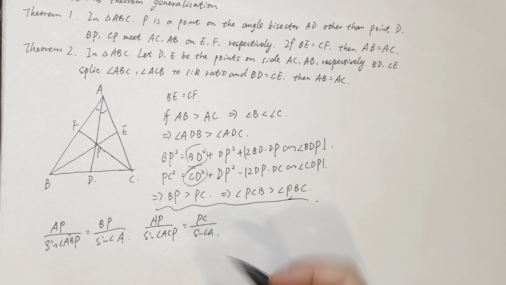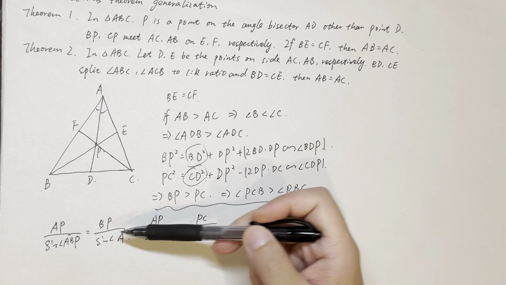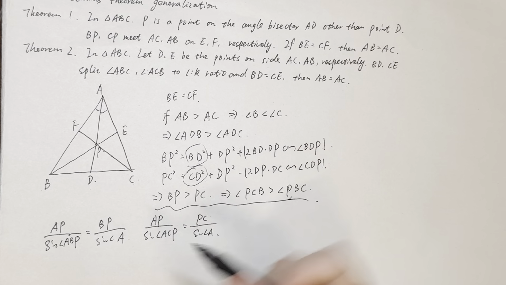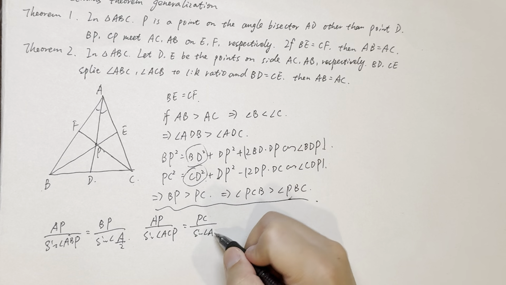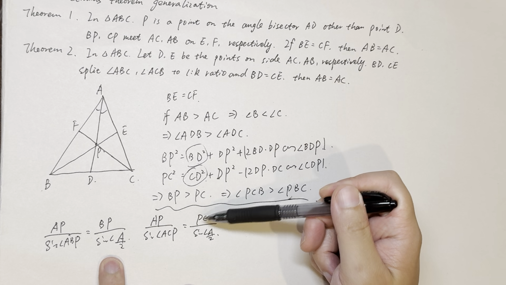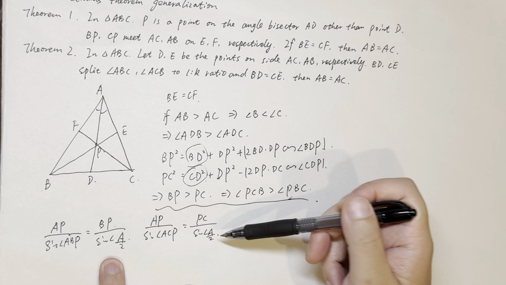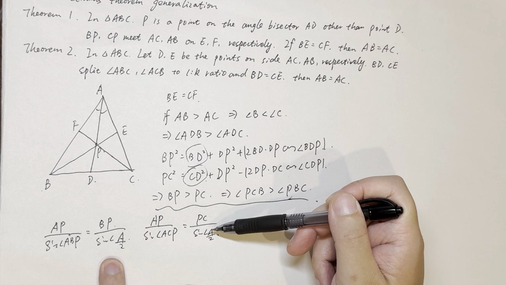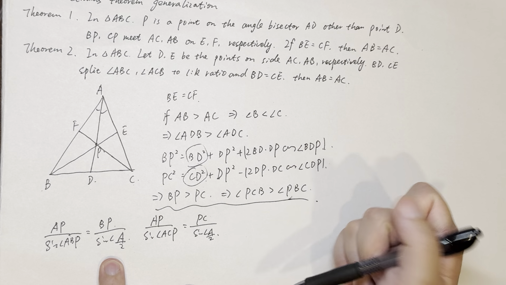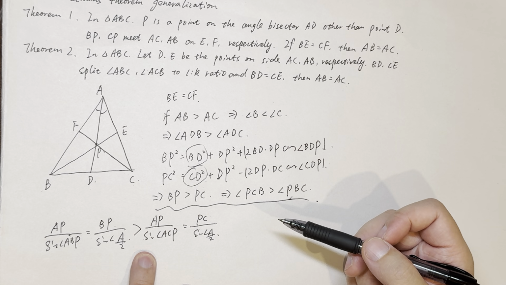Right? Because BP is larger than PC, so BP to sine half of angle A is larger than PC to sine half of angle A here. So we know that this one is valid here.